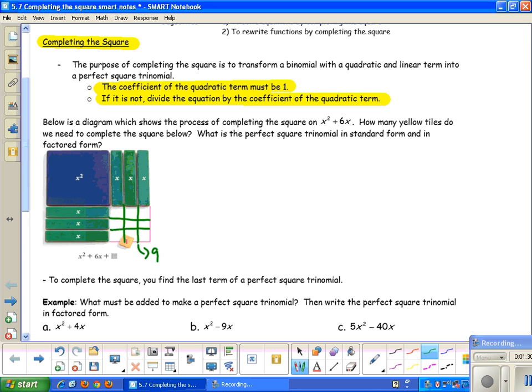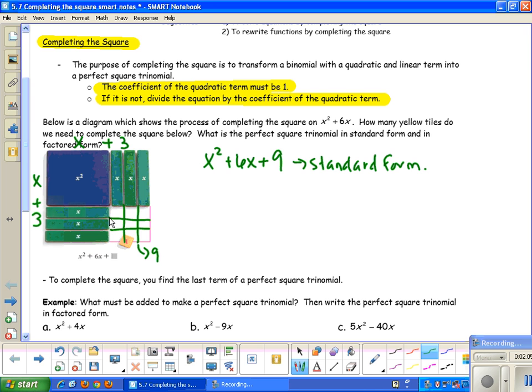If you look at this square, notice that this side over here is x, and then we have plus 3, these little green tiles, and over here we have x plus 3. So that means 9 more little squares make it a perfect square trinomial. We would get x squared plus 6x plus 9. So this is my perfect square trinomial in standard form. And remember, standard form is ax squared plus bx plus c.